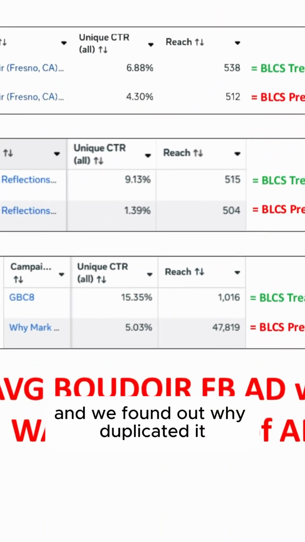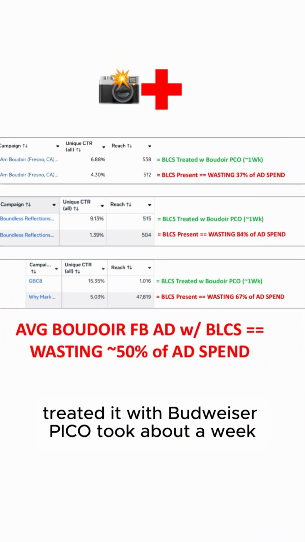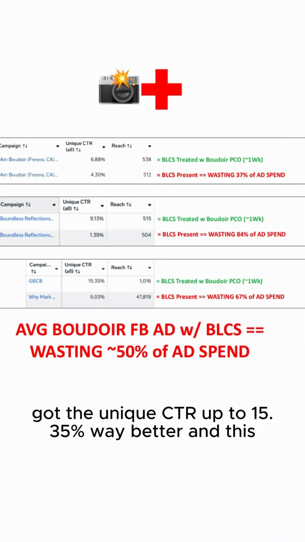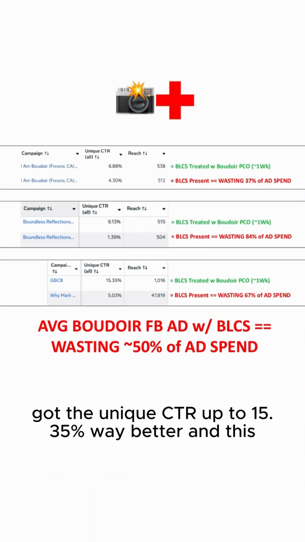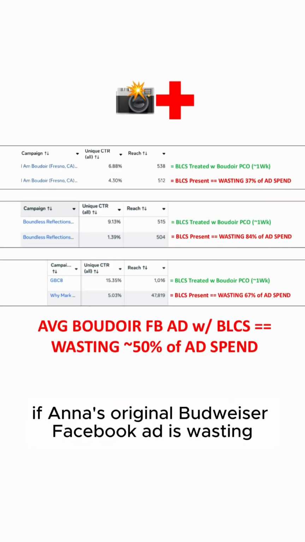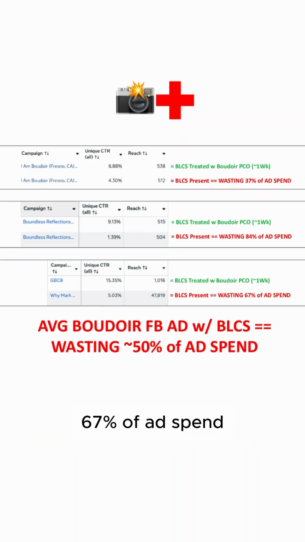And we found out, well, I duplicated it, treated it with Boudoir Pico, took about a week, got the unique CTR all up to 15.35%, way better. And this one's insanely good. So we found his original Boudoir Facebook ad is wasting 67% of ad spend.